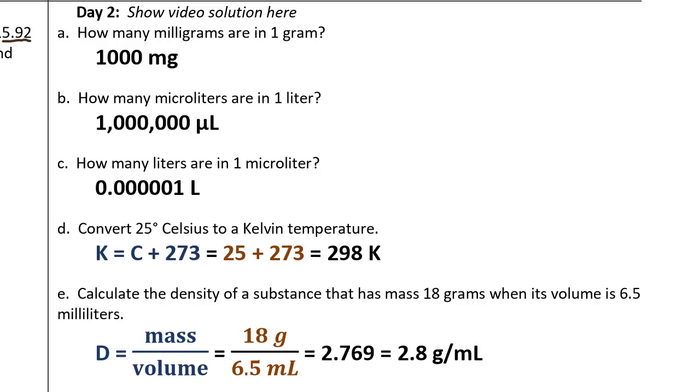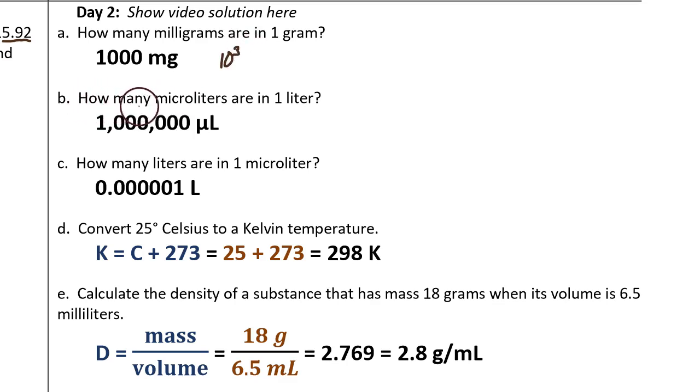Here is the answer for day 2. Question A, how many milligrams are in 1 gram? By definition in the metric system, there are 1,000 milli-units in 1 basic unit. So there are 1,000 milligrams in 1 gram. The number 1,000 can also be written as 10 to the 3rd power.